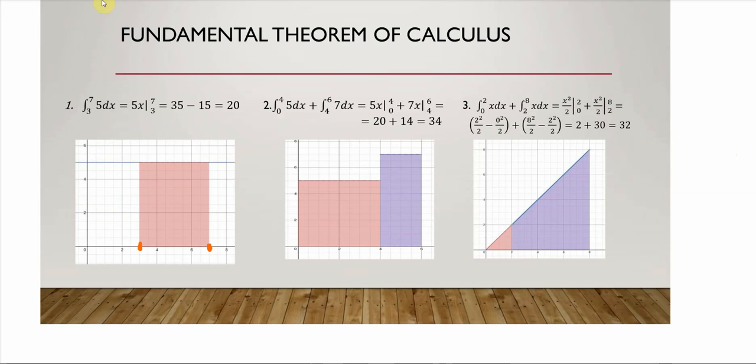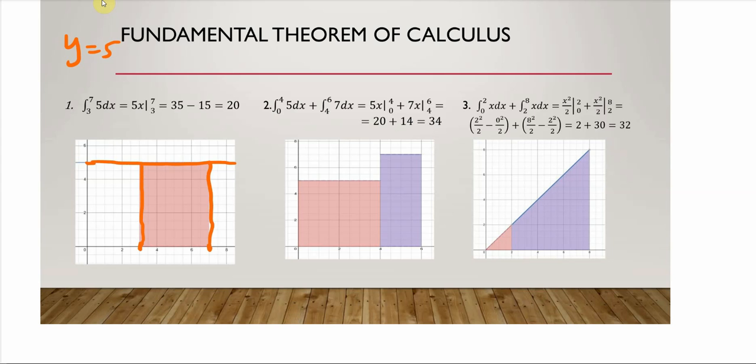How do you graph y equals 5? Well, that's going to be a horizontal line at 5. So here's my horizontal line, a blue line here. And I want to integrate it from 3 to 7. So what is the area from there to there?